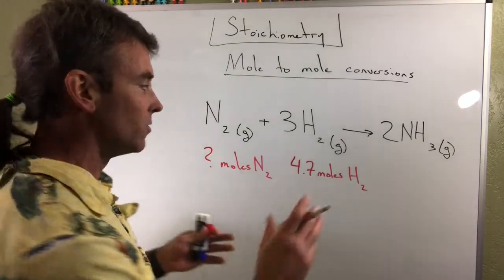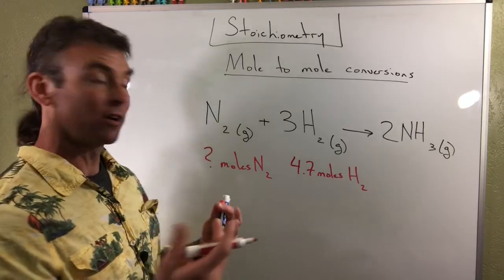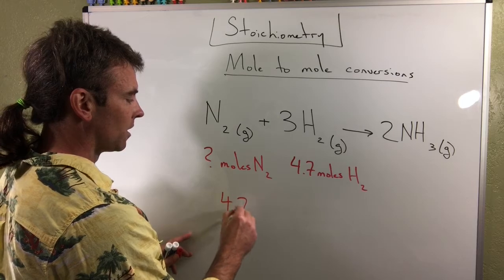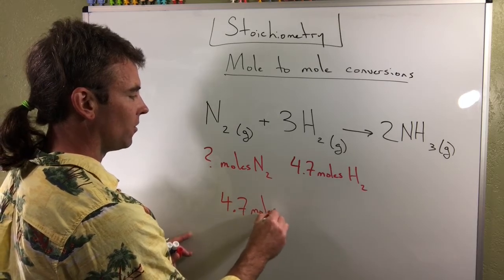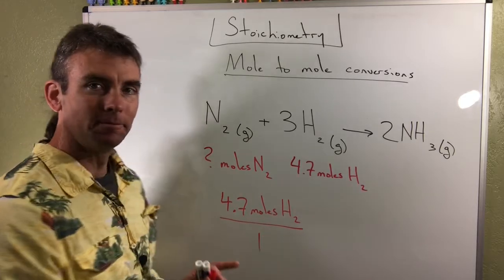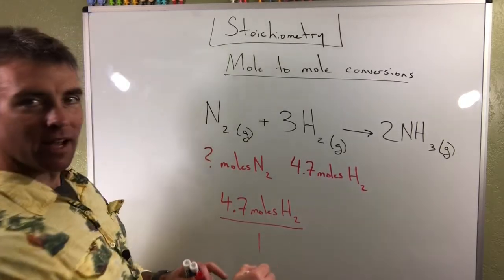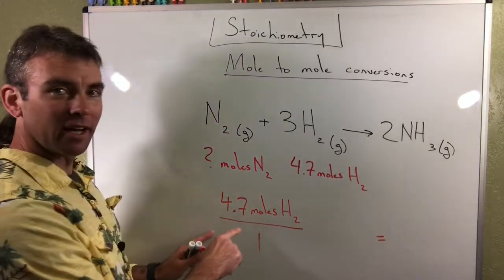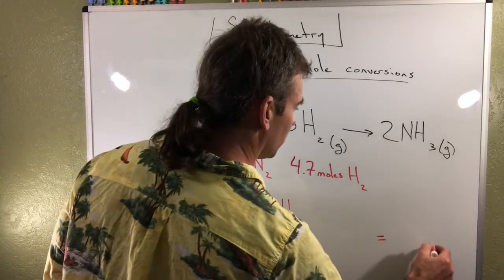And what you're going to do, just like we would do for a normal metric conversion, is set up a little work area here where we put the number of moles of hydrogen that we have. We're going to put it over 1. And hopefully you guys can see that. It's not too dark. And we're going to convert this into the moles of N2.